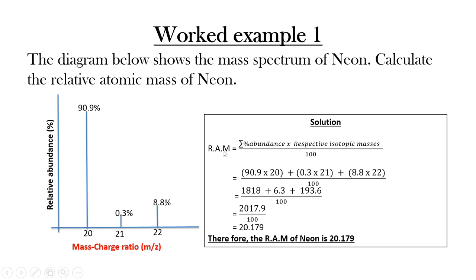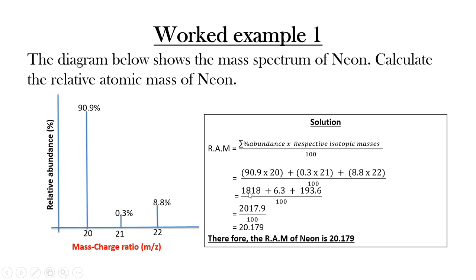We say that RAM can be the summation of percentage abundance times relative isotopic masses over 100. So we have the percentage abundance of each isotope and the respective isotopic masses. The first one we have 90.9 times 20, which is the mass, and then 0.3 times 21, then 8.8 times 22, then over 100.